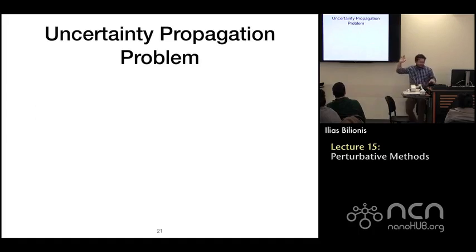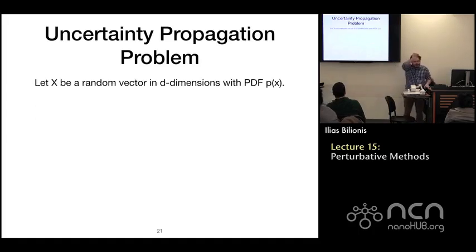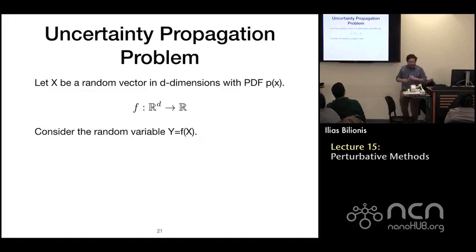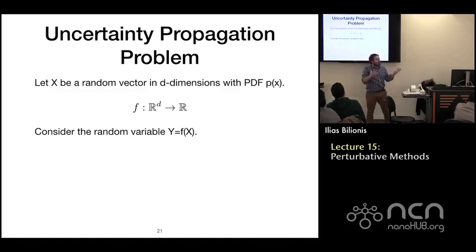Here's the problem, the simplest problem I could come up with. Assume that x is a d-dimensional random vector with a known probability p of x, and you have a physical model that takes x and gives you a quantity of interest that is a scalar. So it's a model from R^d to R, just a scalar model. And you are interested in the random variable Y equals f of x. So Y, the random variable that is this quantity of interest, if x, the input to your model, is uncertain.